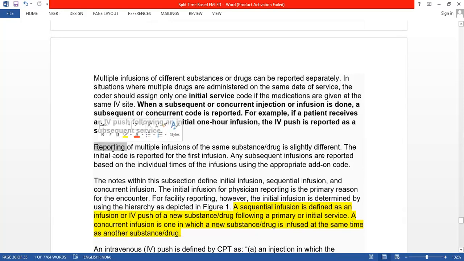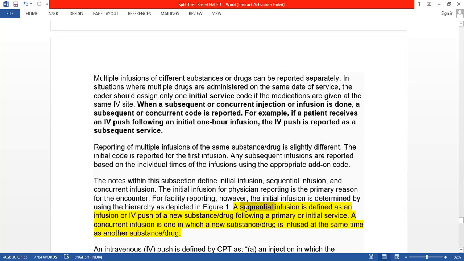put add-on code. Reporting of multiple infusions of the same substance or drug is slightly different. The initial code is reported for the first infusion, and any subsequent infusions are reported based on the individual time of the infusion using appropriate add-on codes, right? The note within this subsection defines initial infusions, sequential infusions, and concurrent infusions. So the initial infusion for physician reporting is the primary reason for the encounter. For facility reporting, however, the initial infusion is determined by using the hierarchy, right?